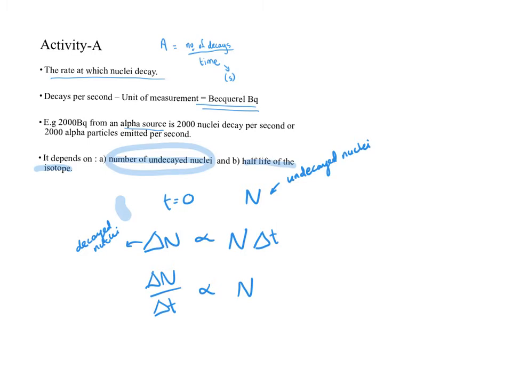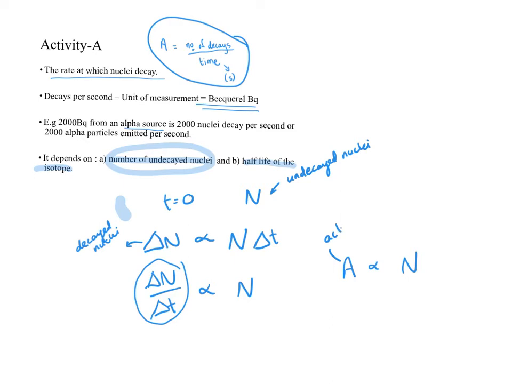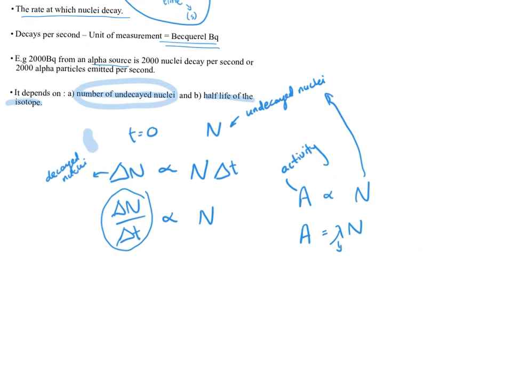We have already defined this as an activity. So this is the number of decayed nuclei per unit time, just like we see in activity here at the top. So in other words, A is directly proportional to the number of undecayed nuclei. Now the constant of proportionality in this case would be the decay constant. So A is equal to lambda n, where lambda is the decay constant.